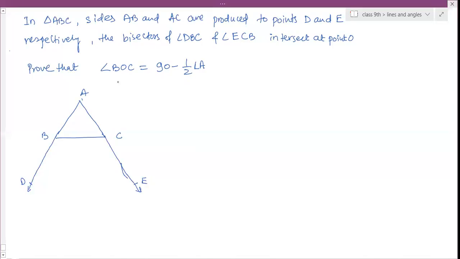Now what have they told? The bisectors of angle DBC, so the bisector of this angle should go somewhere in between. This is a bisector, and ECB is a bisector. That means here. They will intersect at point O. Prove that this angle BOC is equal to 90 minus half of A. Are you able to understand? Yes, ma'am. Won't it be equal to A? No, they are not equal.